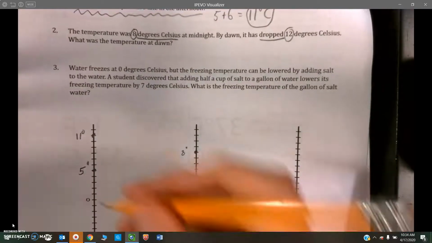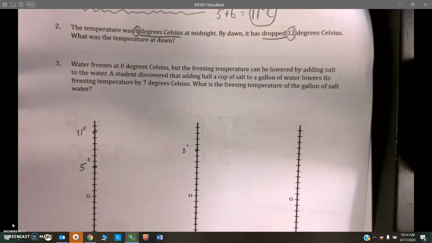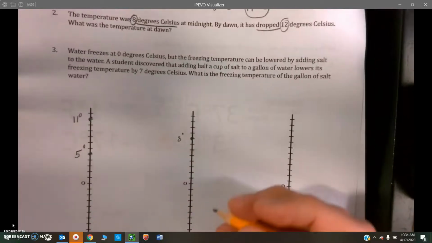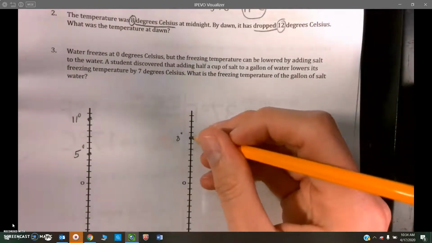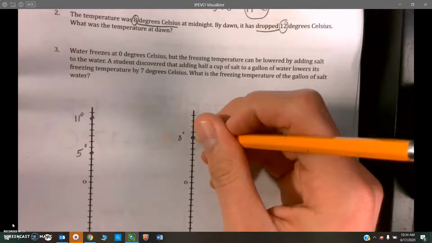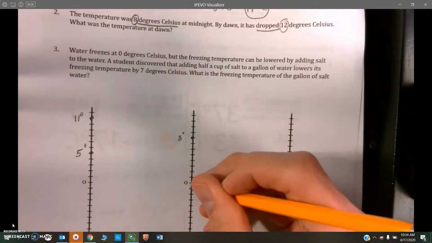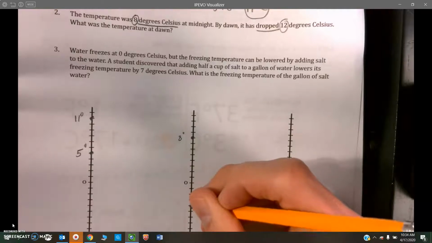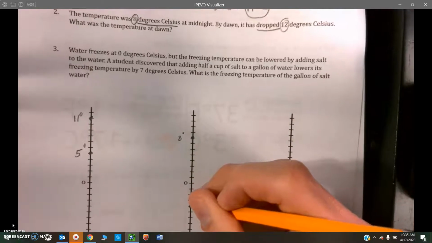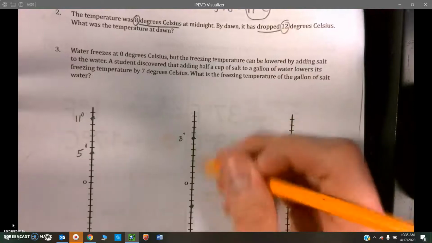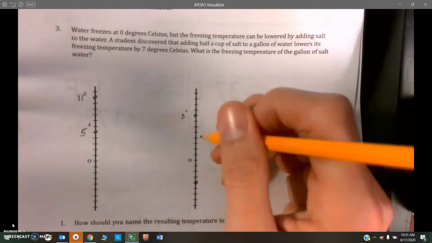So once again, if rise means to go up or to add, to drop means to go down or subtract. So I'm starting at 8, and then it's going to drop 12. I know that from 8 to 0 is 8, 9, 10, 11, 12. Okay, so that's that drop. There's 12 spaces in between.